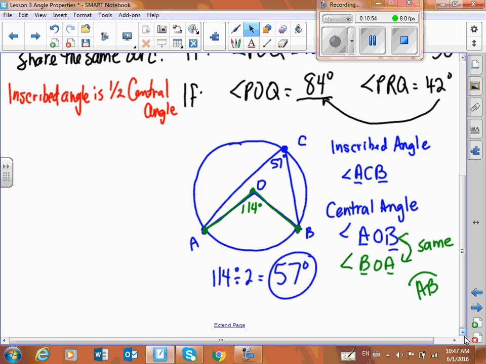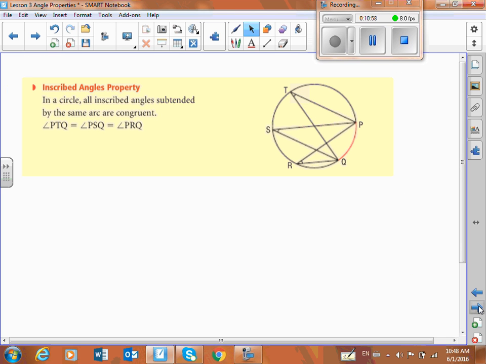Now go on to the next rule. I said 2 rules, actually there's 3 rules. Inscribed angles property. So in a circle, all inscribed angles subtended by the same arc are congruent. Again, we're using these words, subtended by the same arc. All inscribed angles subtended by the same arc are congruent. And so let's look at our diagram.